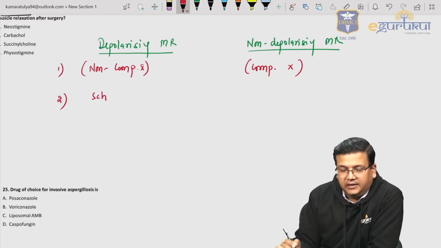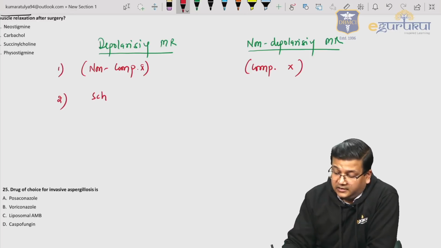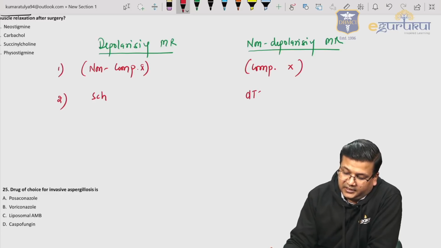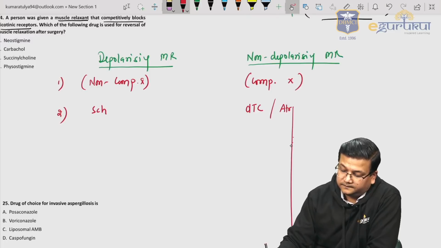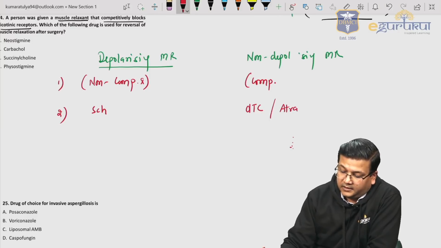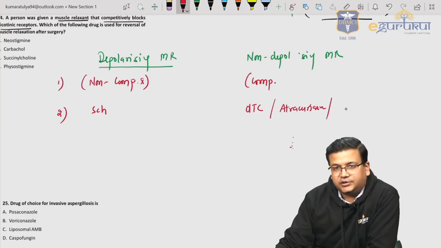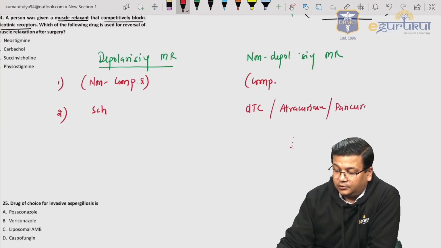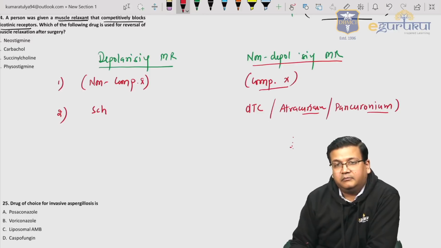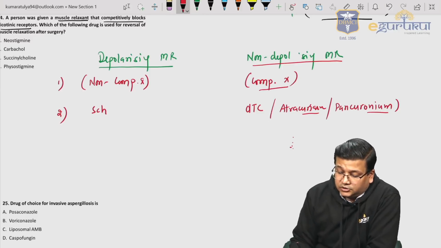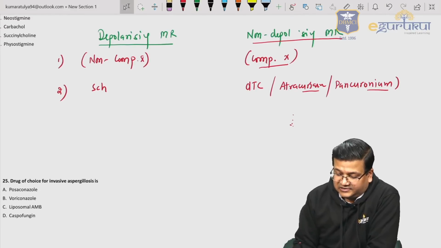An example of depolarizing is succinylcholine, the only depolarizing muscle relaxant. Examples of non-depolarizing are many, ranging from D-tubocurarine to various curiums like atracurium, to various curoniums like pancuronium. So curium and curonium drugs all come under non-depolarizing or competitive antagonists at the NN receptor. So all these drugs are muscle relaxants.